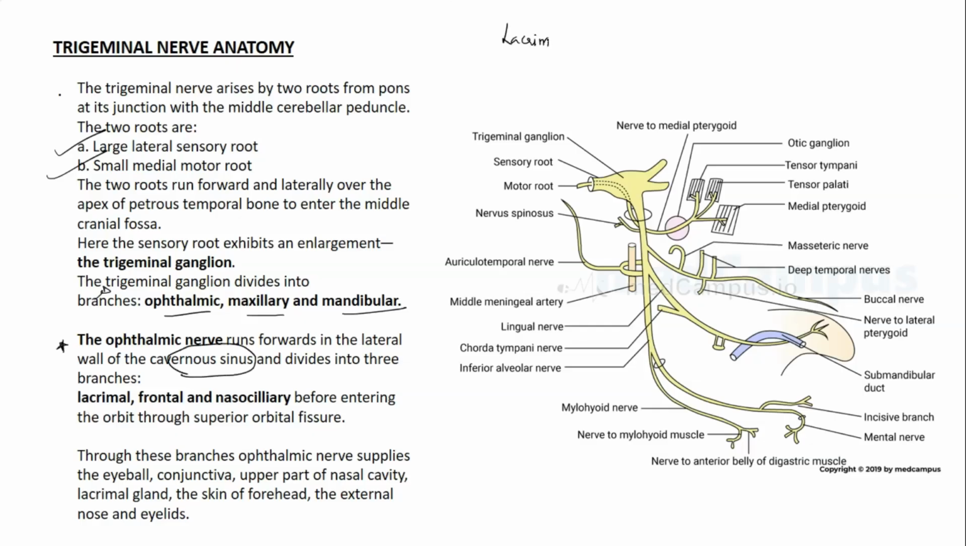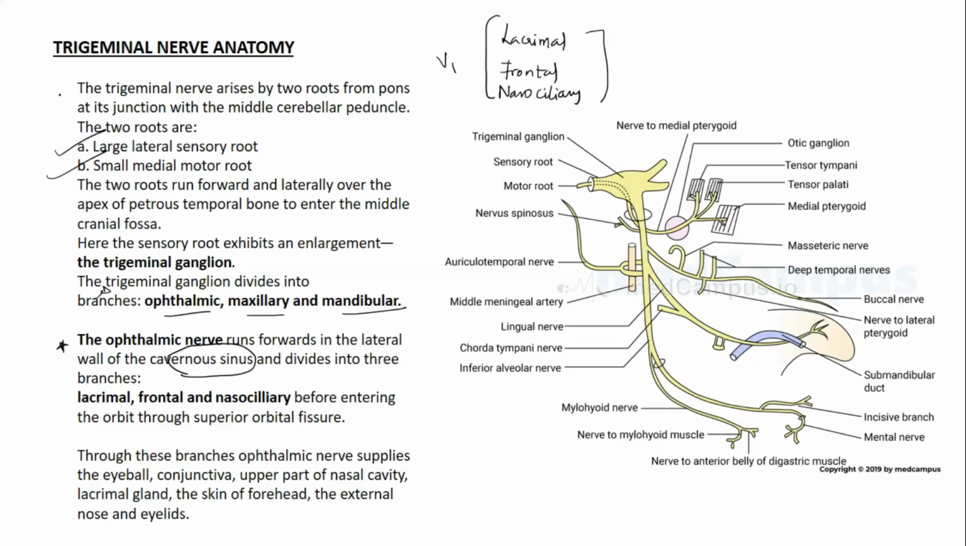Lacrimal nerve, frontal nerve, nasociliary nerve. Please remember this. What are the three branches of the ophthalmic nerve, or V1? These are lacrimal, frontal and nasociliary.